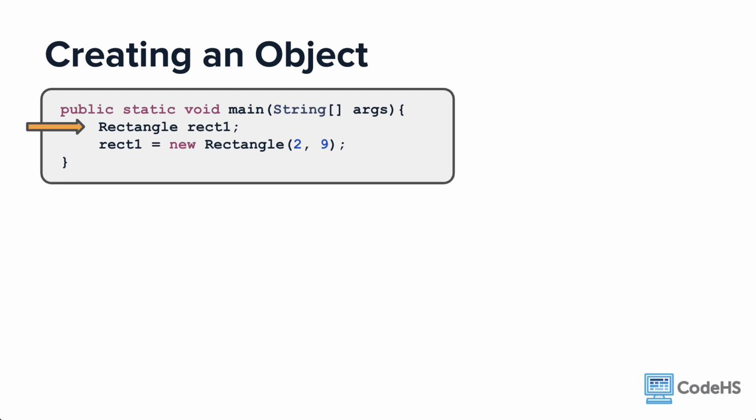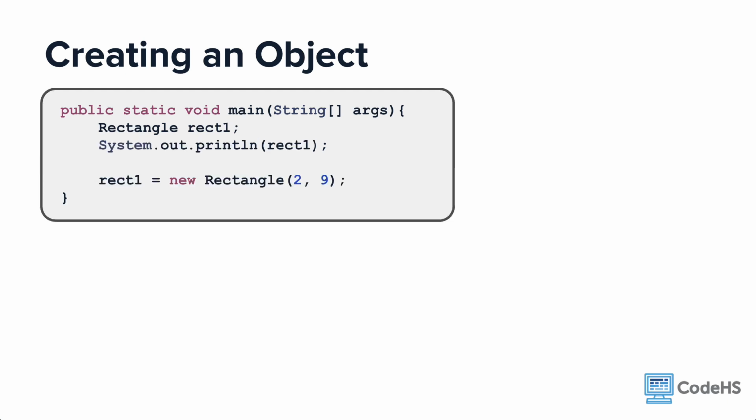Here, you declare a rectangle variable on the first line in the main method and actually create and assign it the object reference on the second line. So the question is, what is the default empty value of a reference variable like rect1 if it hasn't been assigned an object reference yet? Well, let's add a print statement after that first line to find out. If you run this program, you'll see that a null value is printed.